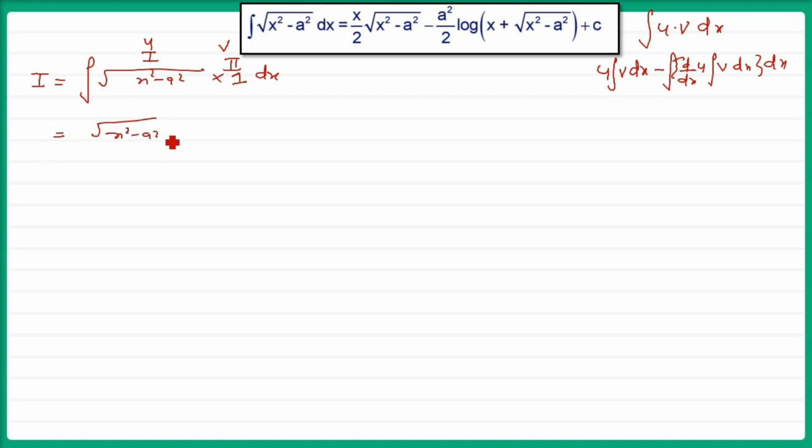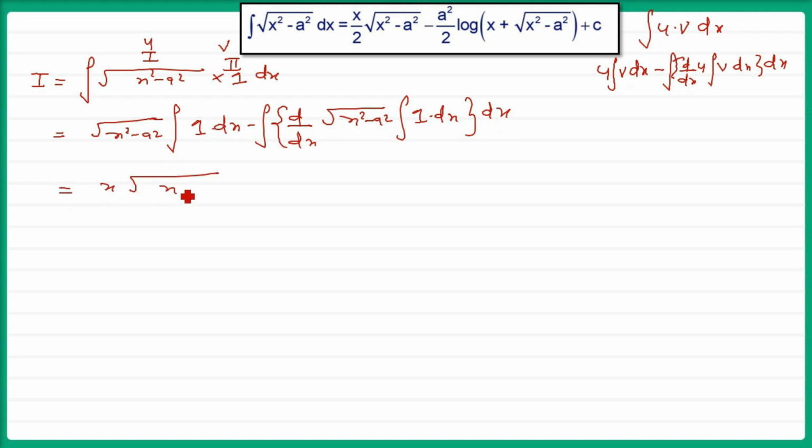Under root x square minus a square, then we have integration of 1 dx, minus integration of d by dx of under root x square minus a square, and then integration of 1 dx. And then after this, we'll have the final integration. So what are we going to get here? 1 dx will give you x, and x square minus a square is unchanged. I'll combine it with d by dx of under root x square minus a square. So remember, integration of 1 dx is x.